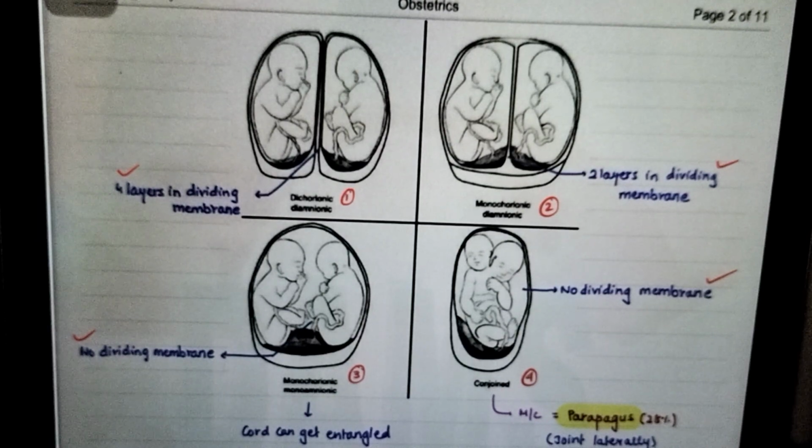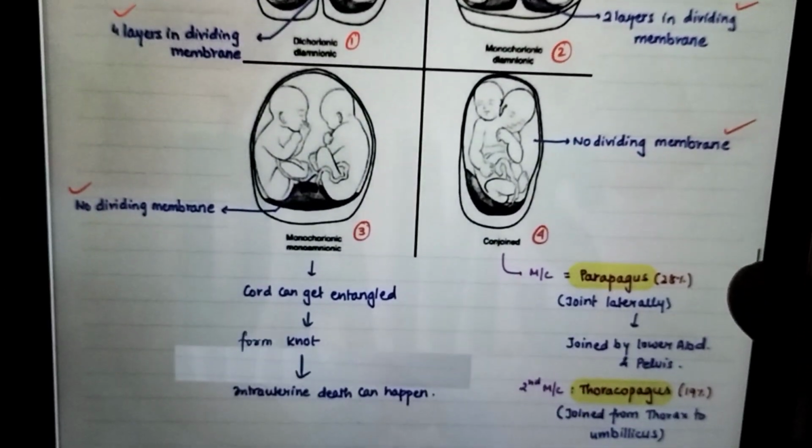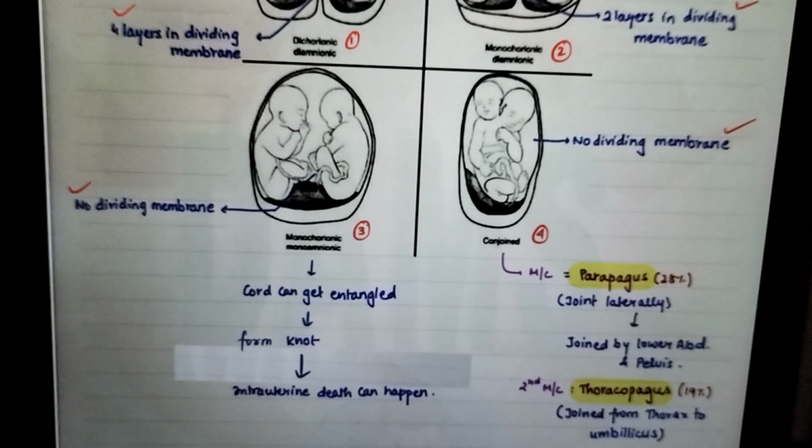The third type is monochorionic monoamniotic. There is no dividing membrane between the babies. In this case, the cord can get entangled and can form a knot, leading to intrauterine death. In the fourth type, that is the conjoined type, there is no dividing membrane.